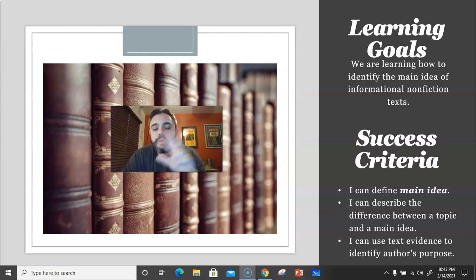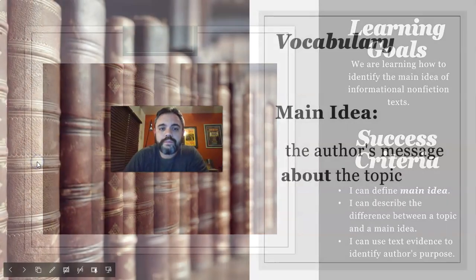Along the way, we have some success criteria that help you know that you are headed in the right direction, summed up in three I can statements today. I can define main idea, I can describe the difference between topic and main idea, and I can use text evidence to identify the author's purpose, which helps us in identifying the main idea. If you can hit those three I can statements along the way, I think you're right on track to hit today's learning goal.